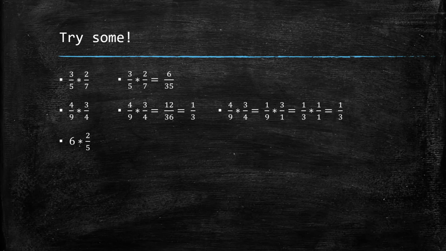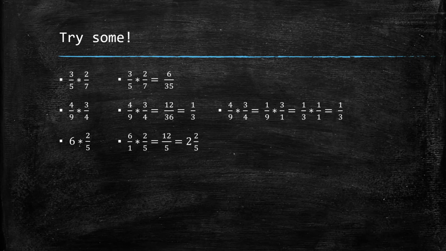And finally, let's try one more. Let's take 6 times 2/5. Okay, this one we have to realize that we can write a whole number as that number over 1, and then that allows us to multiply straight across. So 6 is the same as 6/1, and we're multiplying that by 2/5, and there's nothing that we can factor out, so let's just multiply straight across. And so 6 times 2 is 12, 1 times 5 is 5.